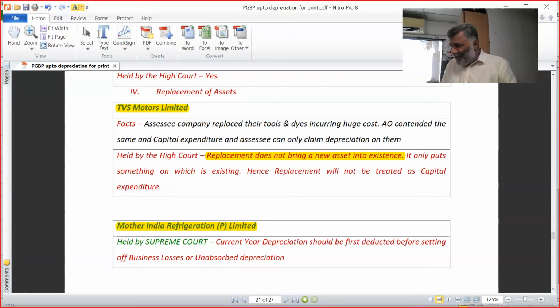The law said no. First set off the current year depreciation, then brought forward. Unless you provide the depreciation, you cannot say what is the profit of the year. So, Mother India Refrigerator Limited case law: current year depreciation should first be deducted, then business loss, then brought forward unabsorbed depreciation.